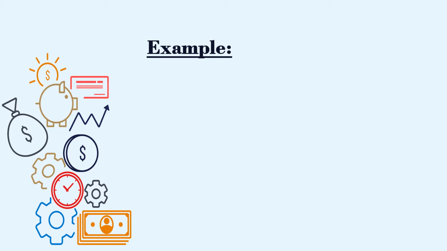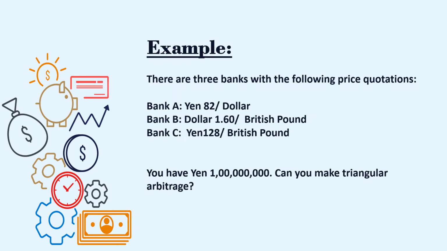Let's consider an example to calculate arbitrage profit. There are three banks with the following price quotations. Bank A has yen 82 per dollar. Bank B has $1.60 per British pound, and Bank C has yen 128 per British pound. And you have yen 1 billion. Can you make triangular arbitrage? Now you have to understand how to calculate arbitrage profit by using triangular arbitrage.